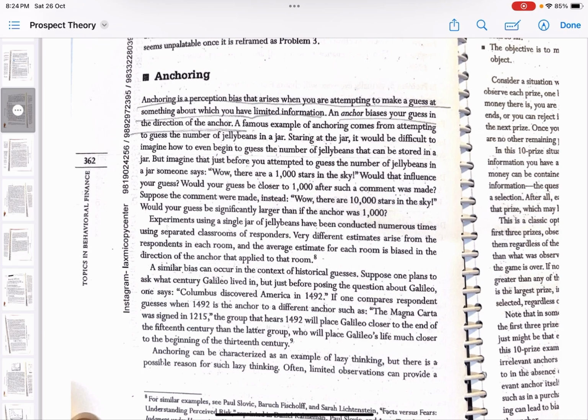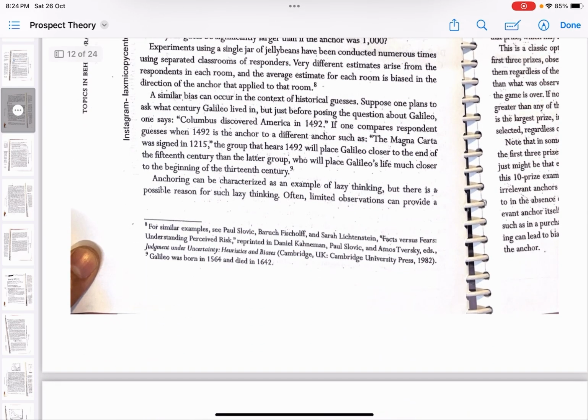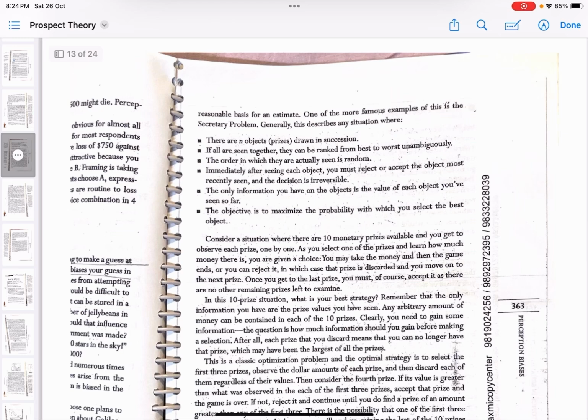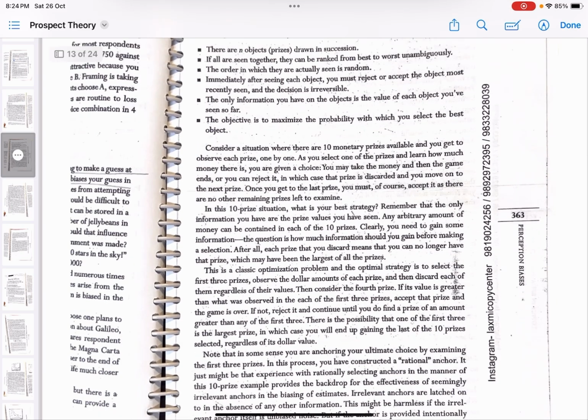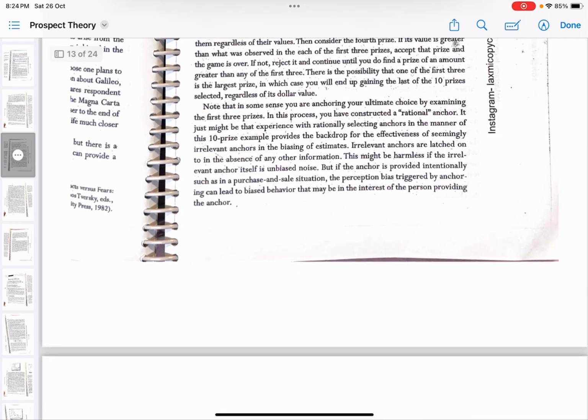So, anchoring can be characterized as an example of lazy thinking, but there is a possible reason for that lazy thinking. Often, limited observations can provide a reasonable basis for an estimate. One of the most famous examples of this is the secretary problem. Generally, this describes any situation where there are n objects drawn in succession. So this is how you basically look at anchoring. Anchoring is when you're given a hint, then your decision is being affected by the hint.